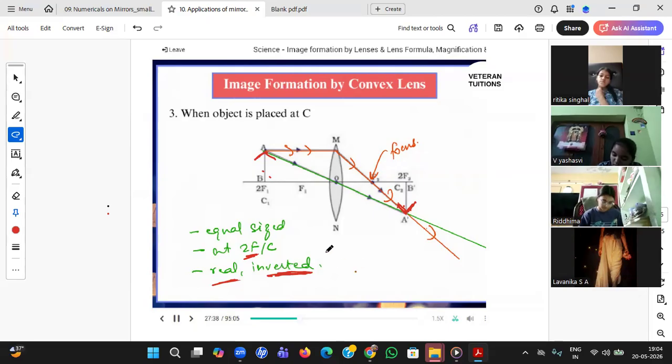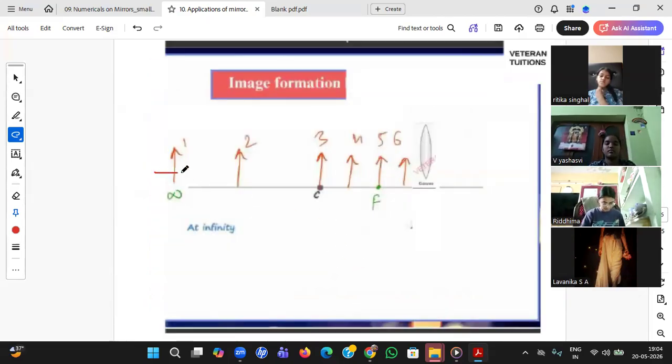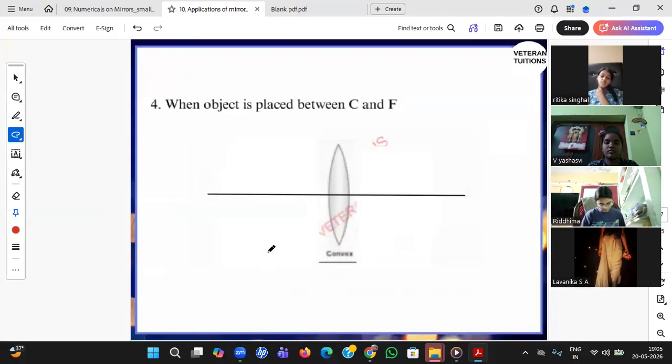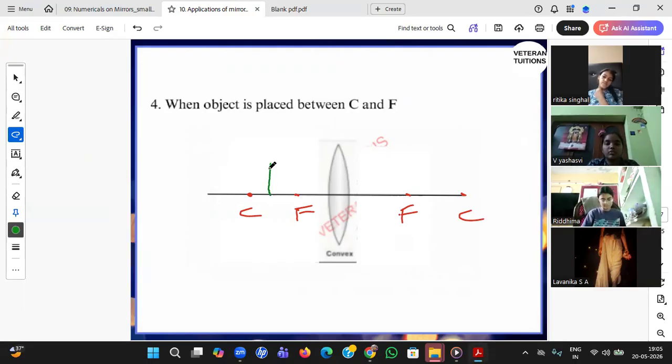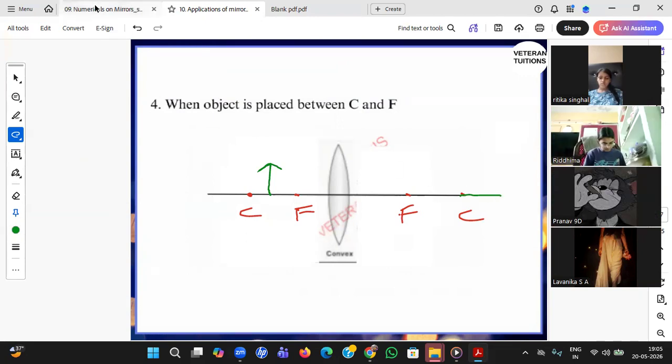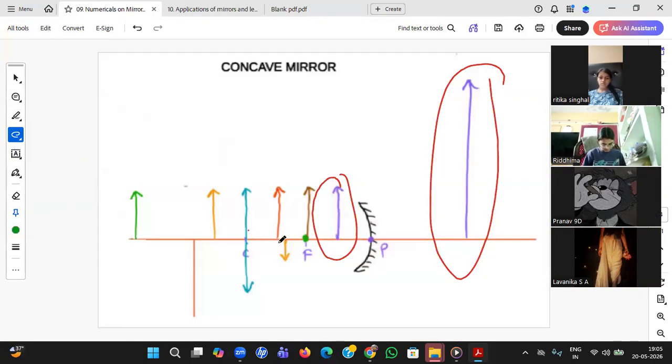Okay, SSB, case number 4. Let me keep the object between C and F, beta. Between C and F. Yes, SSB, where should the image be formed? Beyond C, sir. Very good. And is the image small or big? Big, sir. Magnified, case number 4.